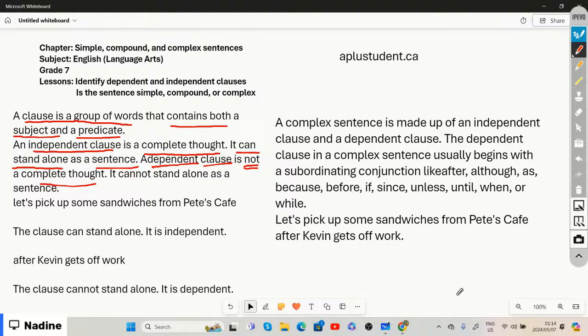All right. So when it also comes to simple, compound, and complex sentences, we spoke about the clause. We said a clause is a group of words that contains a subject as well as a predicate. And then we have our two types of clauses, which is our dependent clause as well as our independent clause.